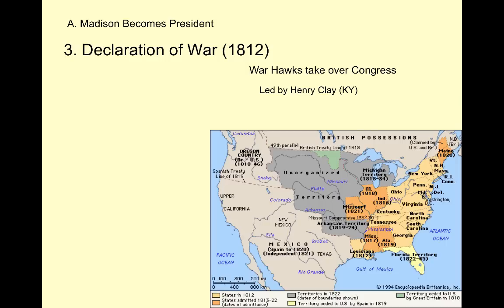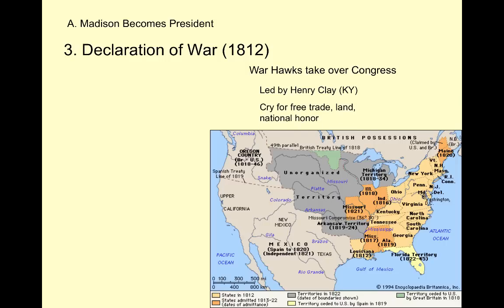But there's another reason the people in the West want the war with the British. The British have Canada, and southern Canada is very rich soil. It's lush, it's green, and these farmers in Kentucky and Tennessee and Ohio desperately want Canada as more cropland. And so we see that they are arguing for war.